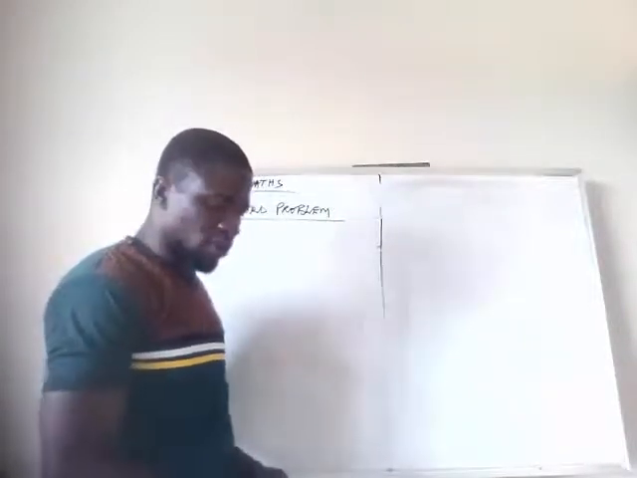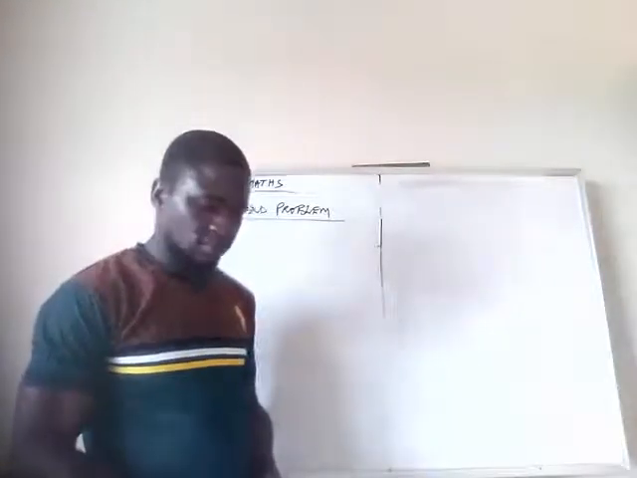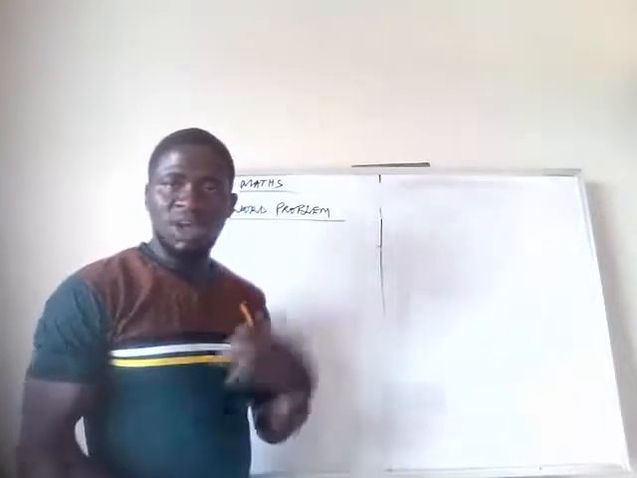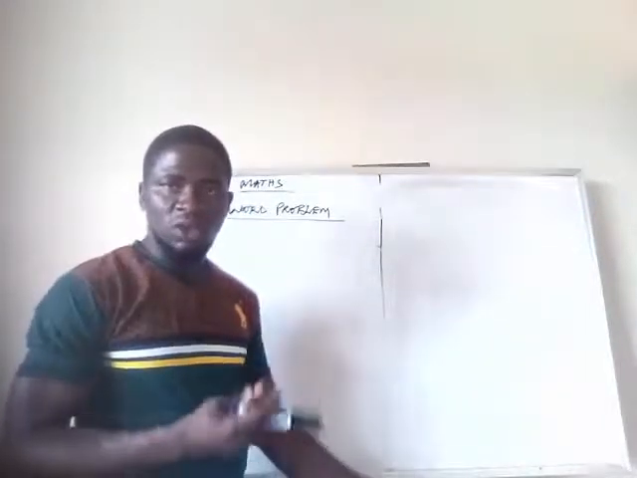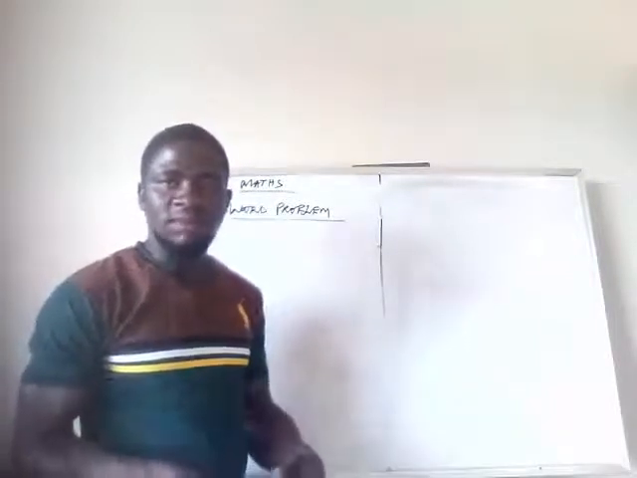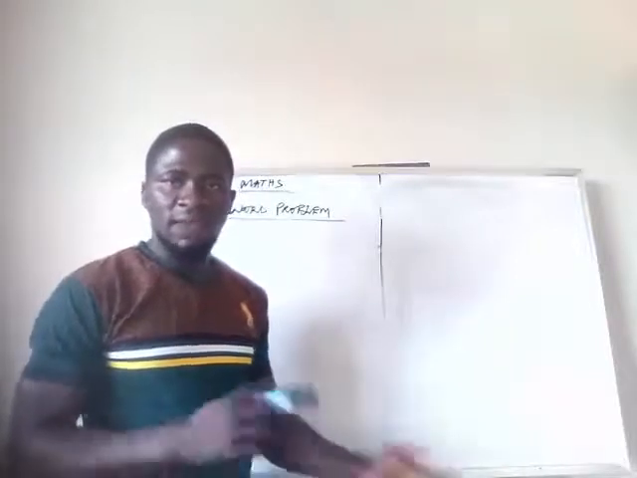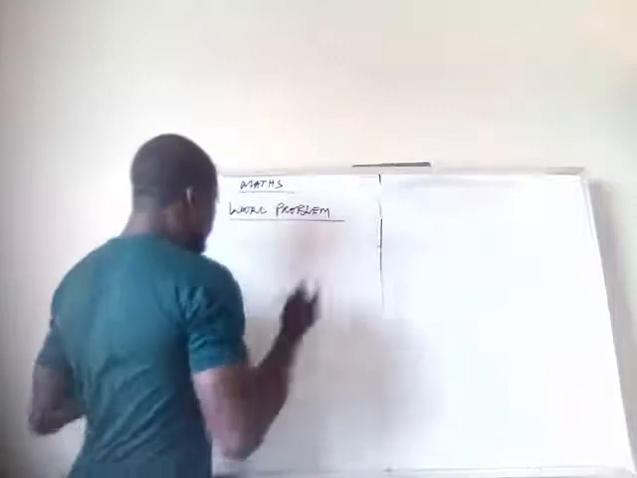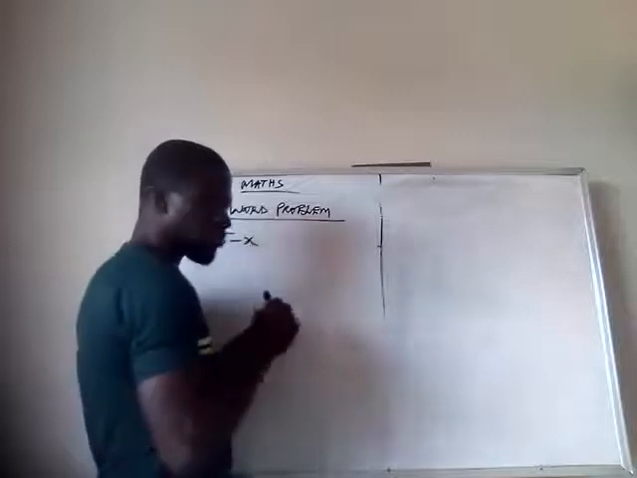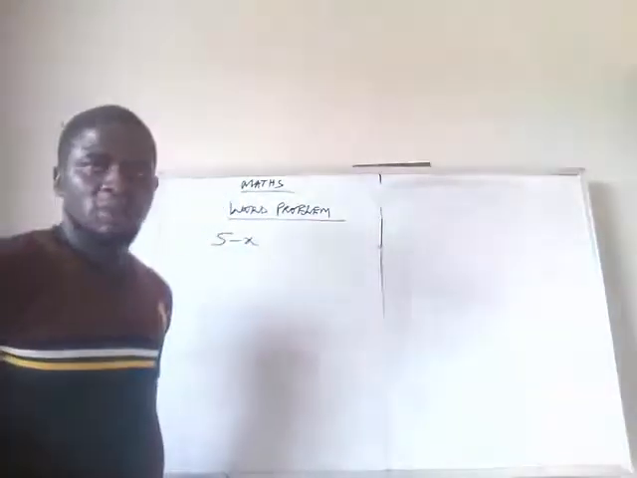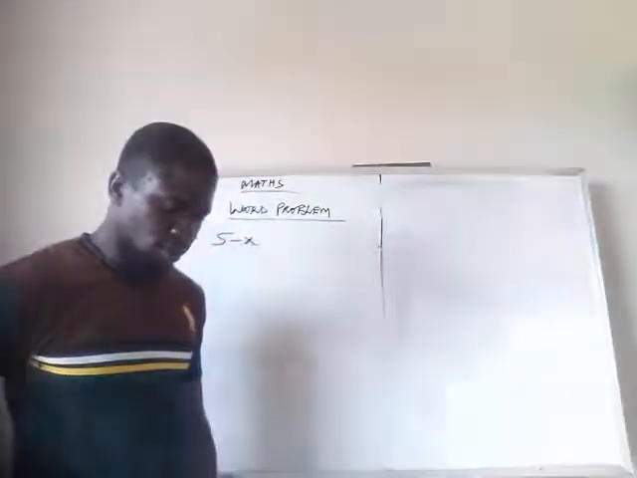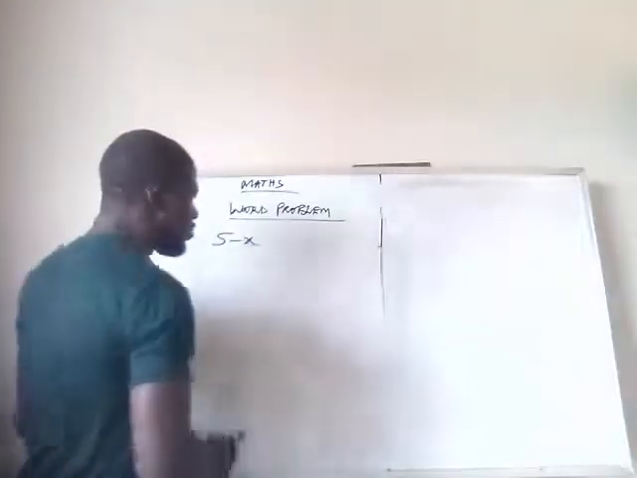So the first one I'll be solving said, if x is subtracted from 5. Subtracting something from something means you take away the first one. Let's say subtract 2 from 5 means 5 minus 2. So if x is subtracted from 5 means 5 minus x. And the result is greater than 15.